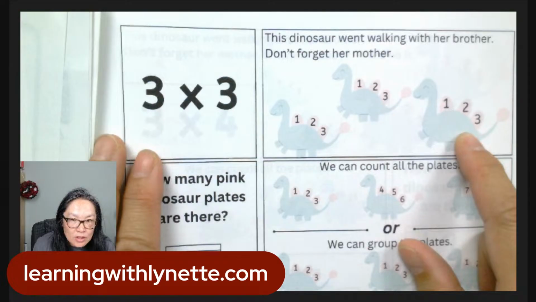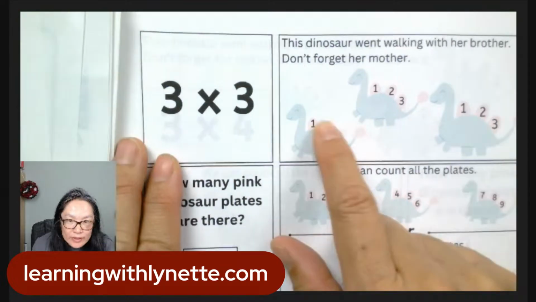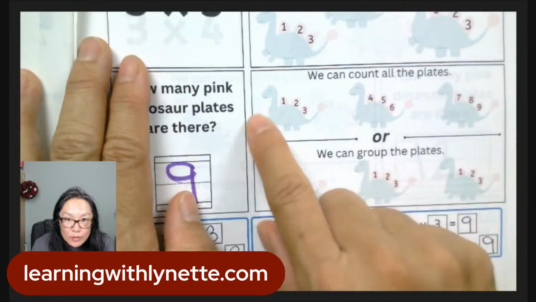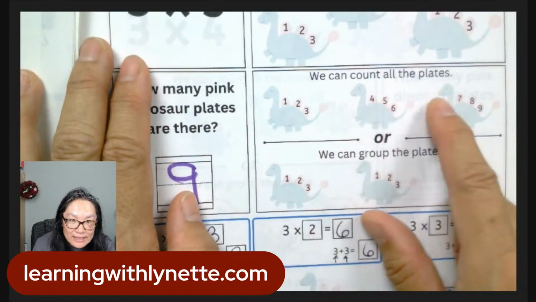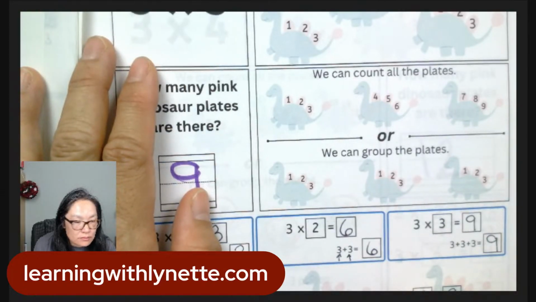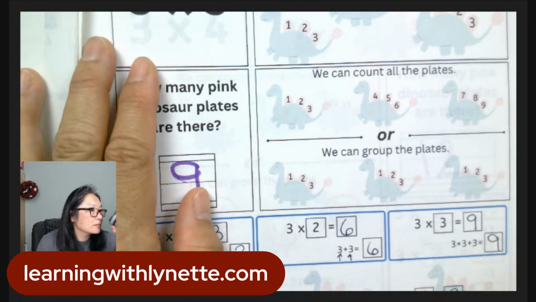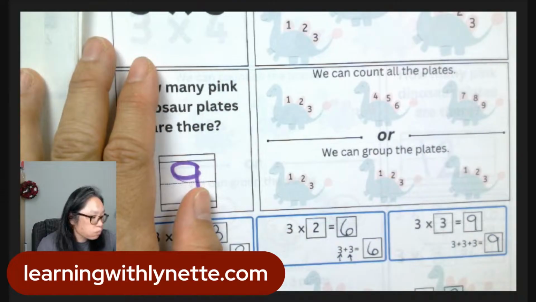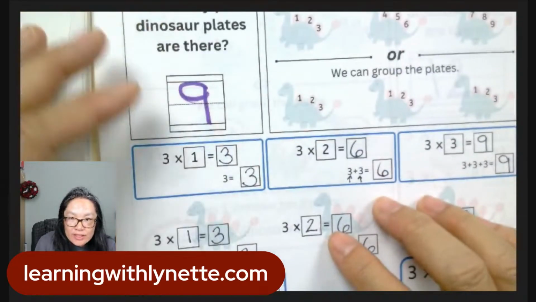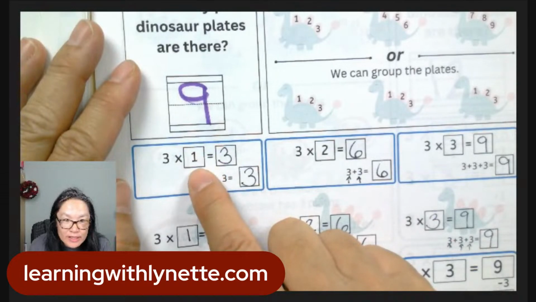So when we look, it's 3 times 3. 3 plates with 3 dinosaurs. So when we look, either we can count all of the plates or we can group them. So this is one way to look at the 3 times table.